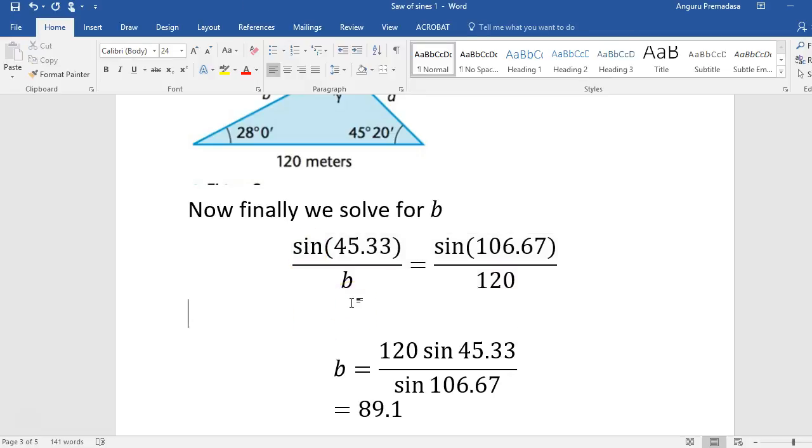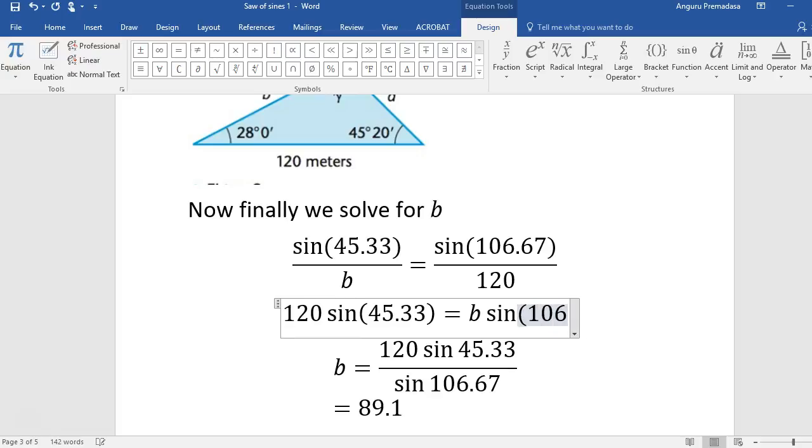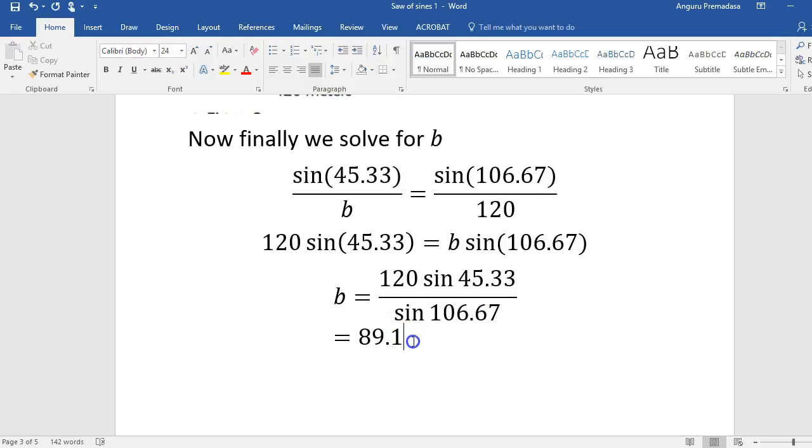So 120 sine 45.33 is equal to B sine 106.67. So I just cross multiplied instead of doing it in two steps. 120 times sine 45.33 is equal to sine 106.67 times B. So B is equal to 120 sine 45.33 divided by sine 106.67, and that goes to 89.1.